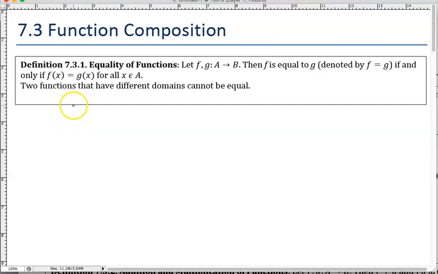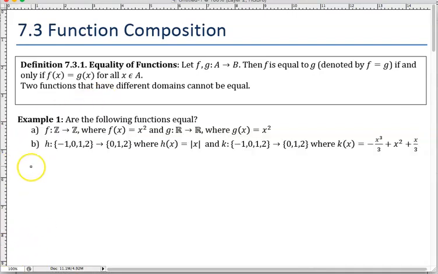Two functions that have different domains cannot be equal. So that's a condition for two functions to be equal, that they do start with the same domain. Alright, so let's look at this example. Are the following functions equal?